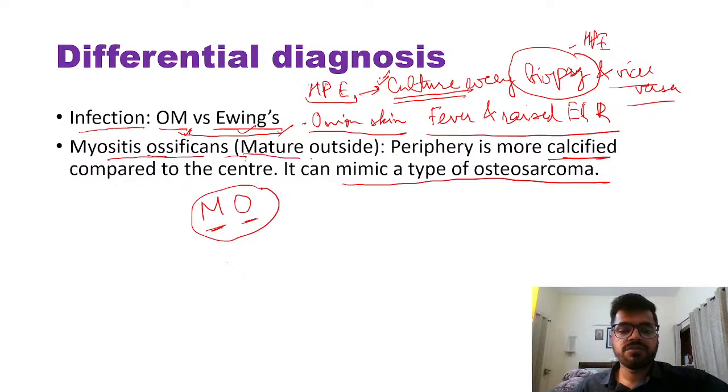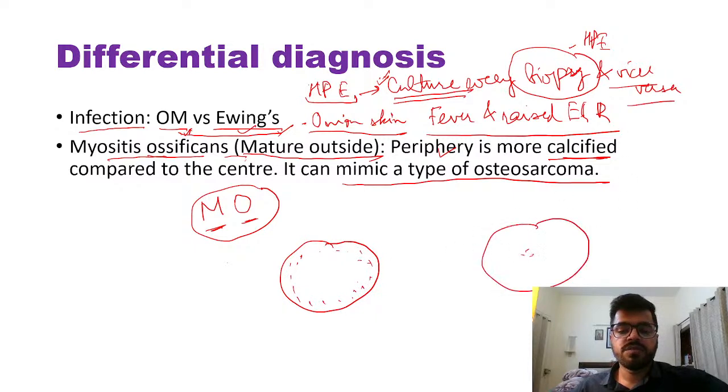In myositis ossificans, the periphery will be more calcified than the center. Suppose this is the lesion, so periphery will be more calcified. Similarly, in osteosarcoma, the center will be more calcified because center is the dead and necrotic tissue. So dystrophic calcification occurs more in the necrotic central tissue. That's why in osteosarcoma, the calcification will be more towards the center, and in myositis ossificans, it will be more towards the periphery. So that is mature outside.